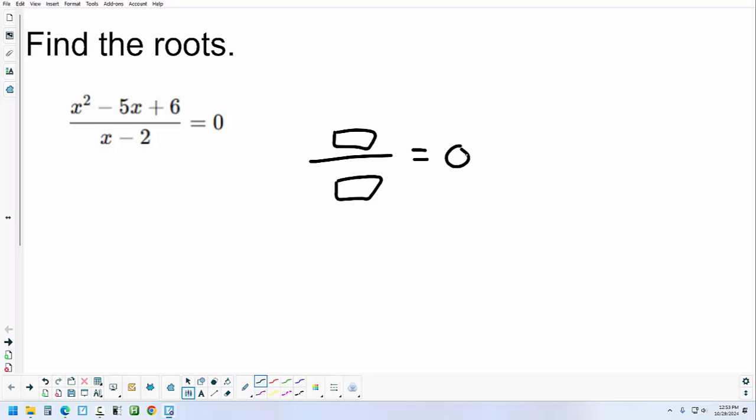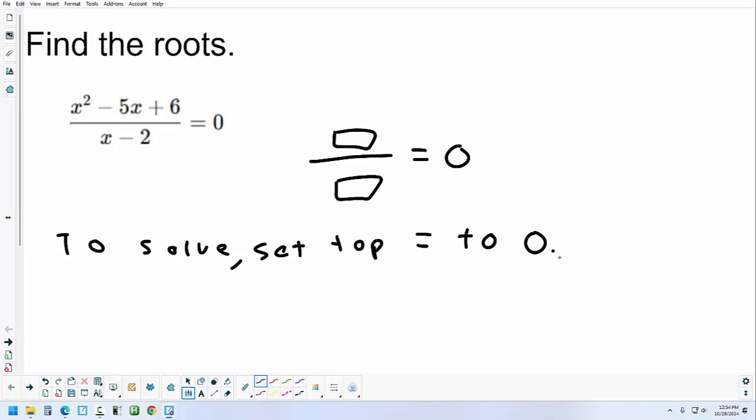Okay. So I'm just going to write down to solve. Set top equal to 0. That's how you find the roots. Set the top equal to 0. Right? And then check your answer. Check to make sure it works.